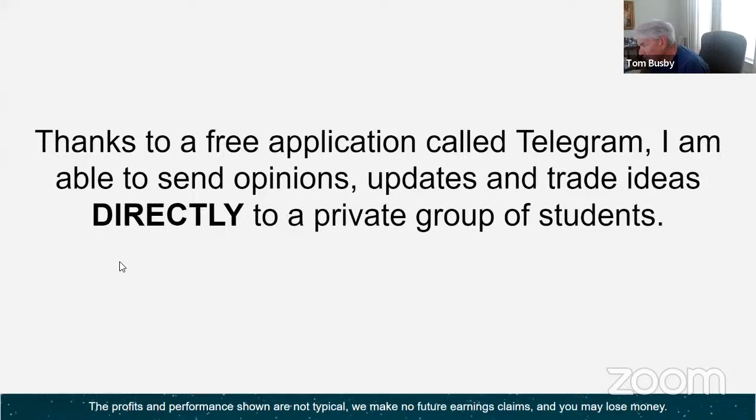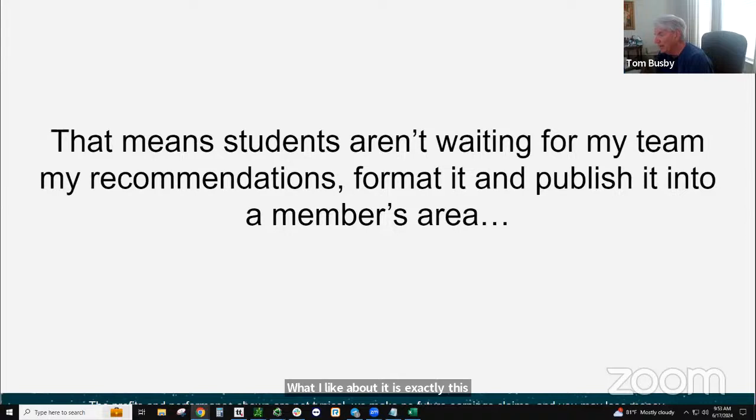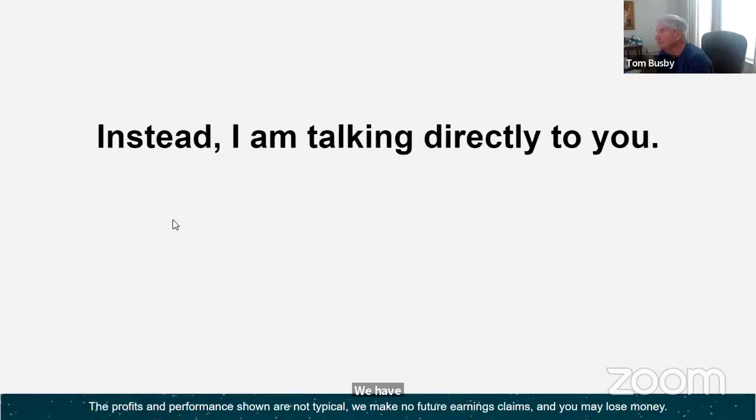Anyway, this application called Telegram. How many people are on Telegram? It's pretty easy to reach out and touch you when you are. I love it, and I can isolate things and talk to you. It's really almost like we're on the phone together. What I like about it is exactly this slide right here. There's not a lot of bureaucracy between me and you when we have Telegram. Right to you.